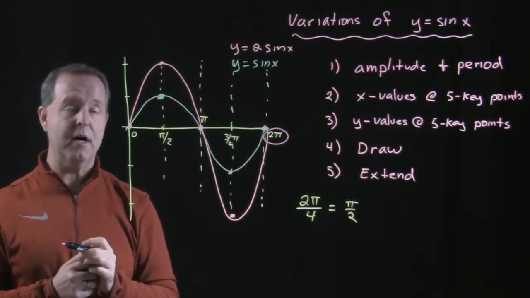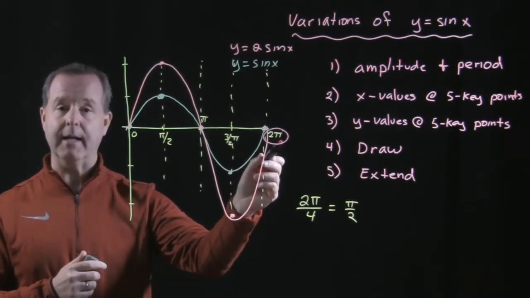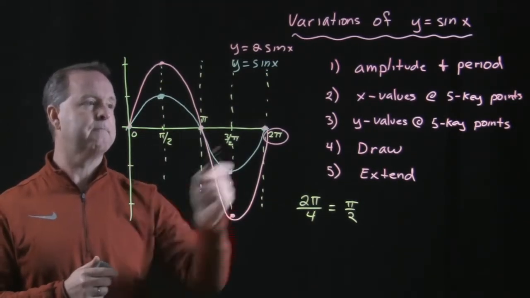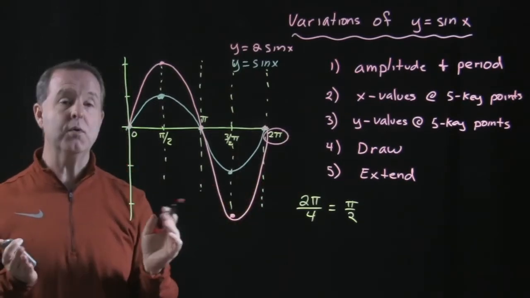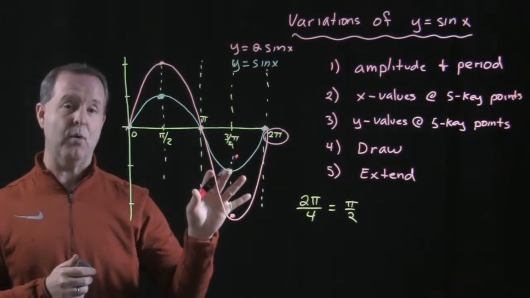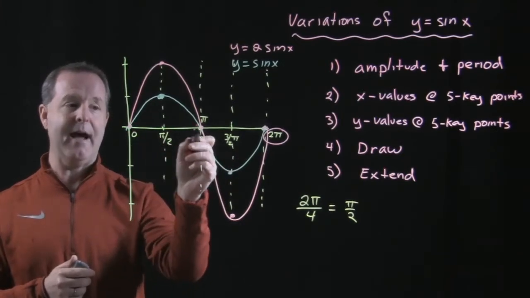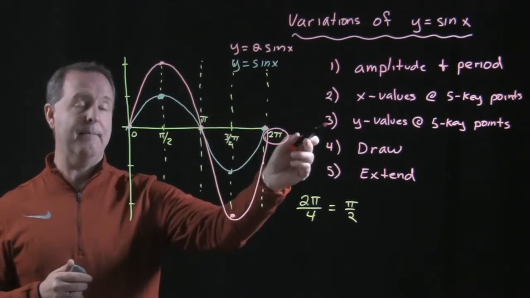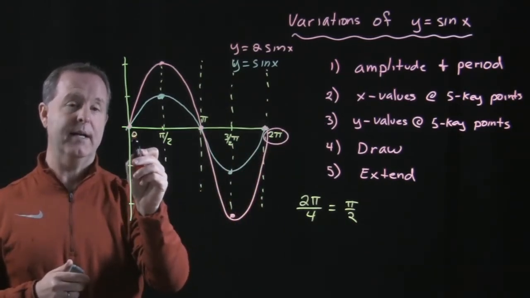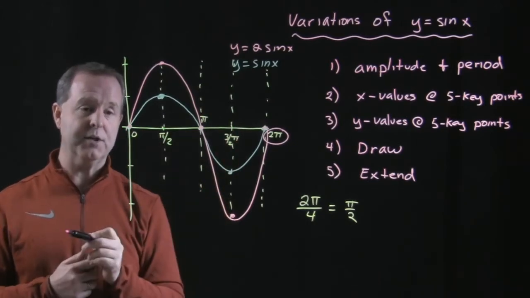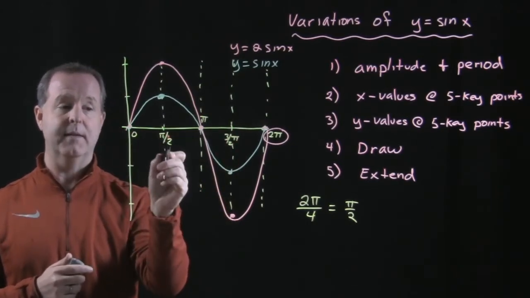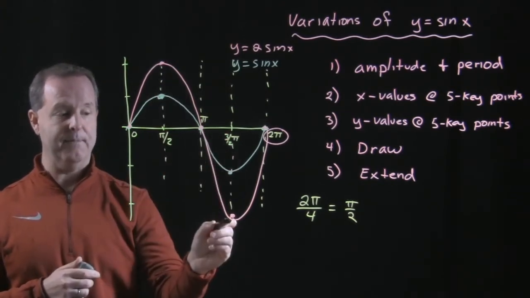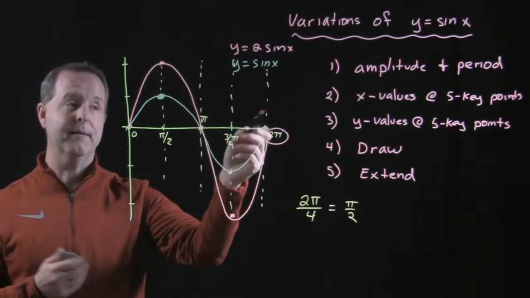Now, not every function we're going to deal with has a period of 2 pi. Some of them may be different, and because of that, that will determine our key points. The second thing that we've done is use x values at those 5 key points: 0, pi halves, pi, 3 halves pi, and 2 pi. I identified those 5 key points. Step 3, I took those 5 key points, then I evaluated them based on our function. So the sine of 0 is 0. The sine of pi halves is 1. The sine of pi is 0. The sine of 3 halves pi is -1. And the sine of 2 pi is 0.